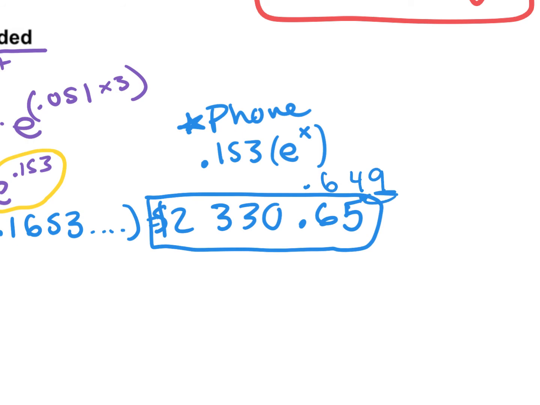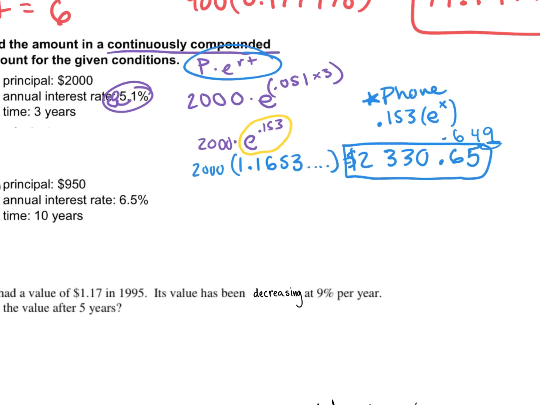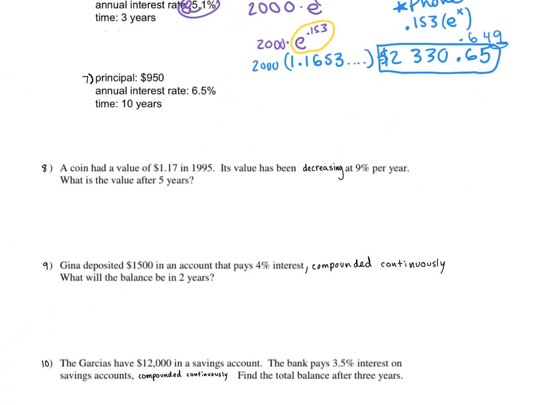Wait, how do you know which formula to use again? If it says compounded continuously, you use the PERT formula. All right, just for the sake of time, we're going to skip 7 and look at 8.